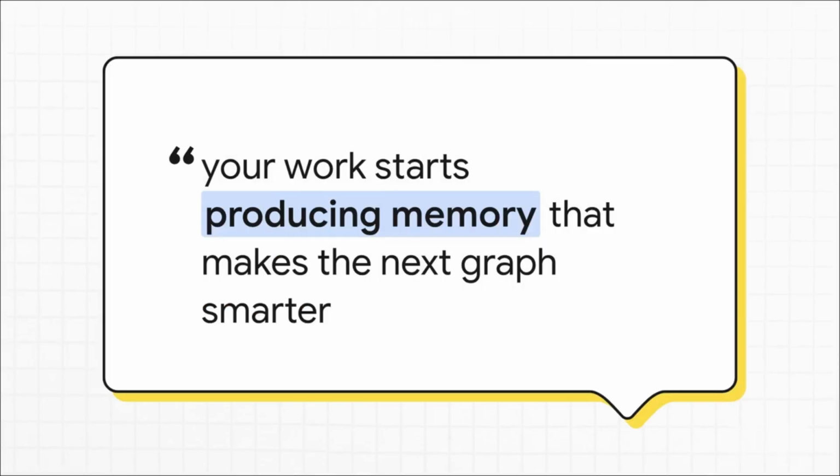Because here is the true superpower of this whole framework. By capturing the useful state at every single step, the customer notes, the competitor evidence, the script drafts, each graph leaves a permanent paper trail. Every time you run a customer research graph, you are generating better customer notes for the next time. Your work starts producing memory. It builds a context moat. It becomes a permanent asset that makes your next project and your AI exponentially smarter.